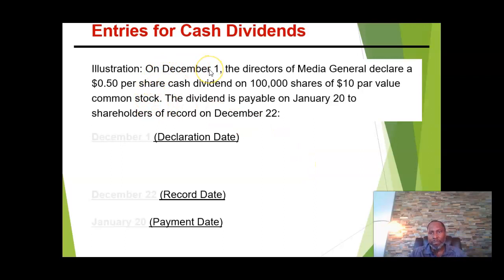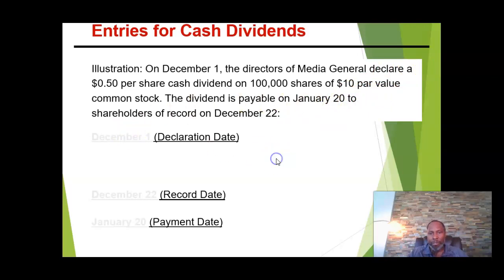On December 1st, the board declares a cash dividend of 50 cents per share on 100,000 shares of $10 par value common stock. The dividend is payable on January 20th to stockholders of record on December 22nd. So we're going to be in December of the current year, all right? We're going to pay them dividends on 1/20 of the upcoming year.